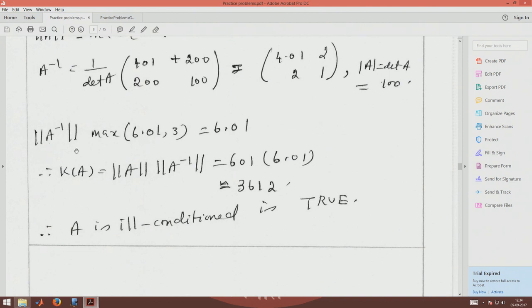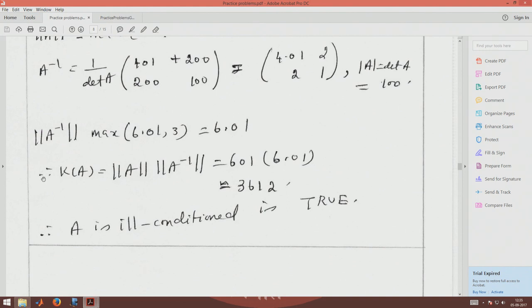So, norm A inverse is going to be equal to maximum of the sum of the absolute values of the entries in the first column, which is 6.01, and the sum of the entries in the second column after taking the absolute value, right, and that gives you 3, and so it is 6.01, and therefore norm A inverse is 6.01.